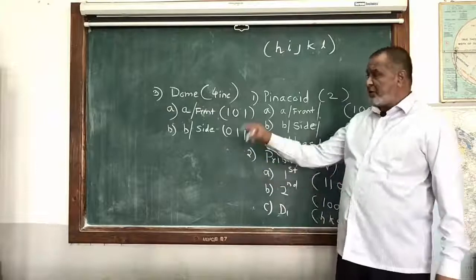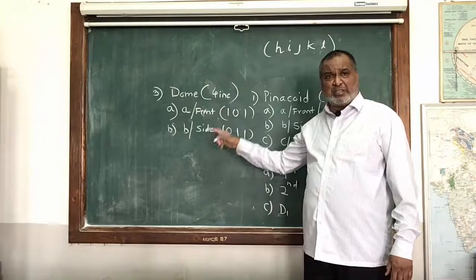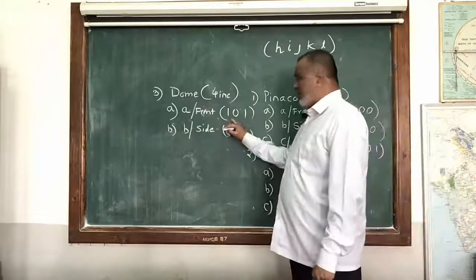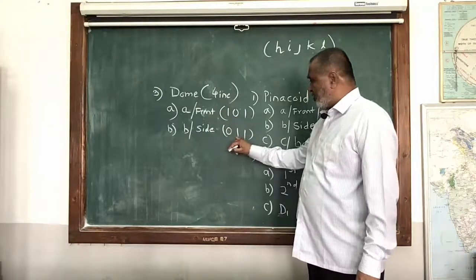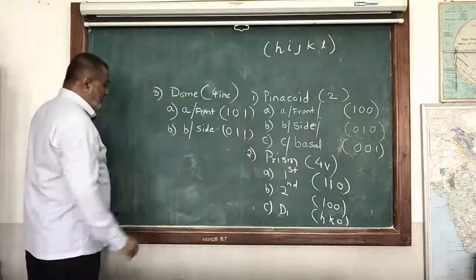Whichever name is there, you have to use it and write it down in front. Whether it is brachy, ortho, or micro, whatever the names are, you have to use them. So 101 or 011. So that will be there about the dome. Come to the next one.